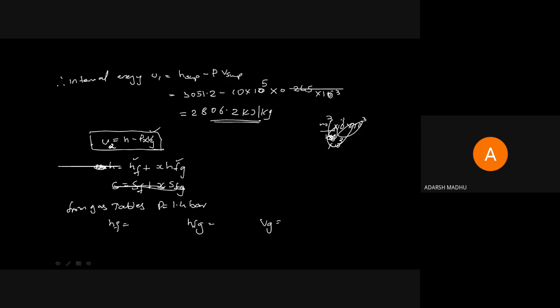After expansion, the pressure reduced to 1.4 bar. What is the value of HF? The pressure is 1.4 bar. 458.4. Very good. 458.4 kilojoule per kilogram. HFG value: 2231.9.